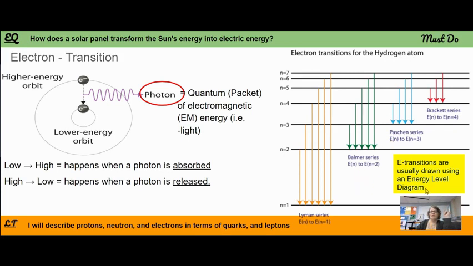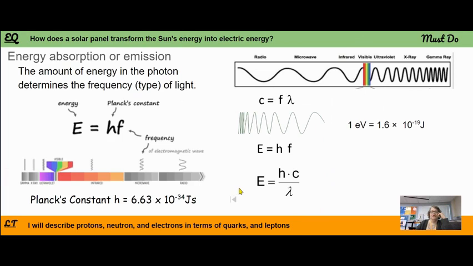Okay. And then the transitions are usually drawn using an energy level diagram, which is what this is. Okay, the absorption or emission. How do we know what color it is or what type of light it is? The amount of energy in the photon determines the frequency or the type of light. Okay.